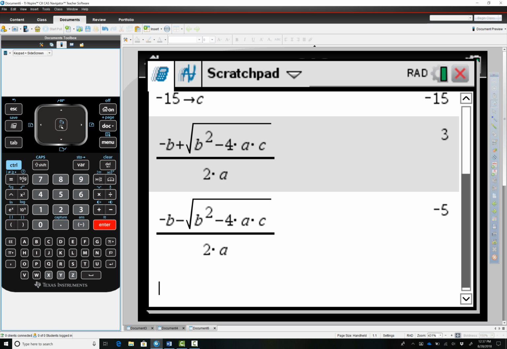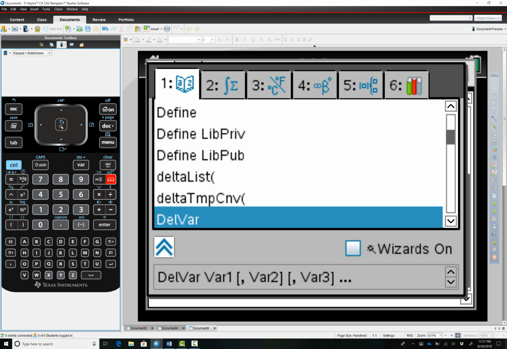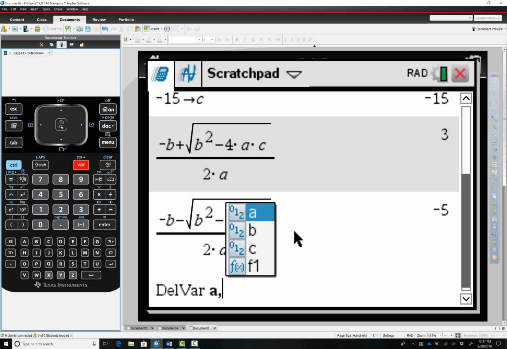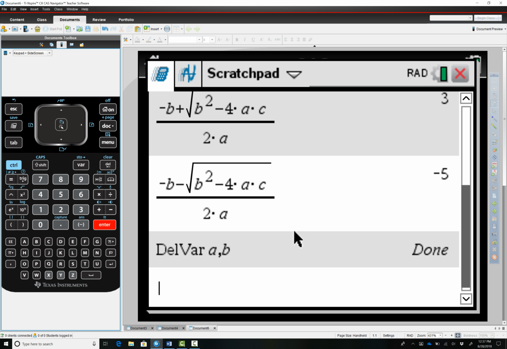Now, here's a problem with using the Scratchpad. If I hit the var or variable key, I now have 4 variables in the Scratchpad. I can get rid of those, but it's fairly cumbersome. So I can do that by going to the catalog. This stands for delete variable, and it tells me down here how to use it. Delete variable, variable 1, comma, variable 2, etc. So to delete everything, I would actually have to cycle through, comma, b. So I'm just going to stop there, hit enter, and it says it's done. And I have gotten rid of a and b.